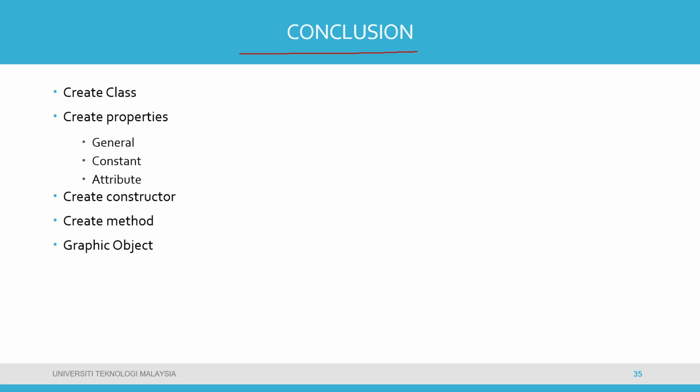So for conclusion, you already learned today how to create a class or object, and then you create the properties of the object. You have general properties, constant properties that cannot be changed, and attributes, which are the hidden properties. You also learned about the constructor. If you have input to the object or class, how to relate the input to the properties.